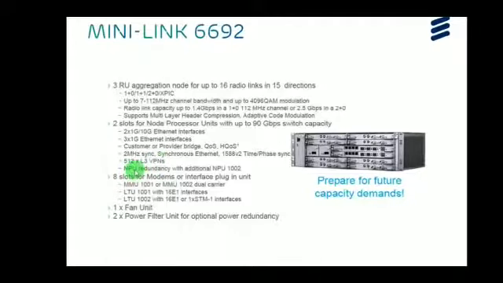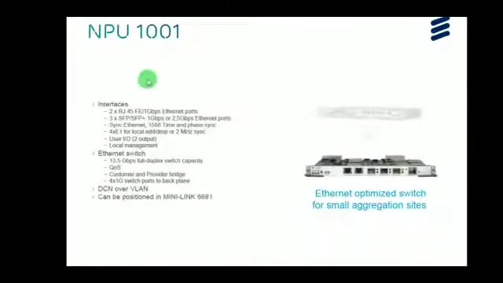As I said before, NPU redundancy with additional NPU 1002. It has 8 slots for modems or auxiliary plug-in units. We can install MMU 1001 or MMU 1002 with the dual carrier. LTU 1001 with 16E1 interfaces, LTU 1002 with 16E1 or 1 STM interfaces. It has 1 fan unit and 2 power filter units for optional power redundancy. The next one is NP1001.